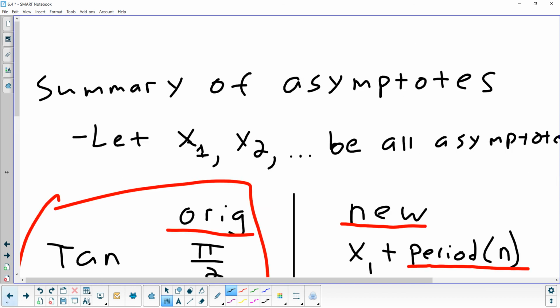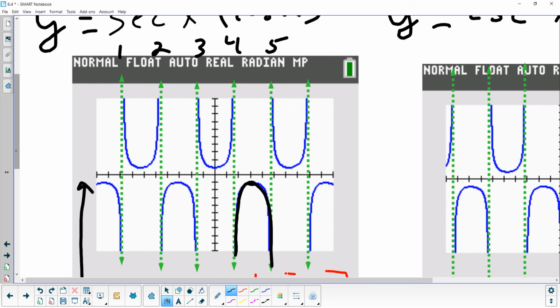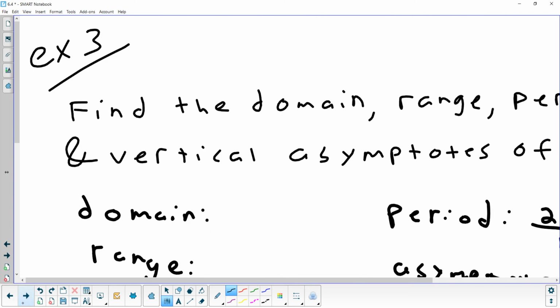How would you describe this part of the range? From 1 to infinity. Yeah, 1 to infinity. It's basically the opposite of the range of sine. Sine is everything between -1 and 1. This is everything not between -1 and 1. So 1 to infinity.